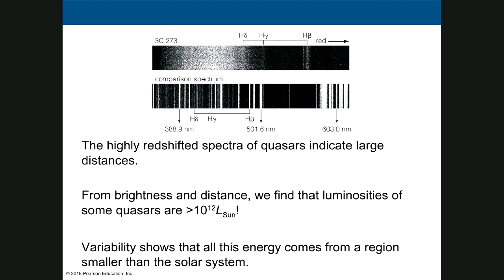All right? So now let's see why we think this is the way it is. Now, remember, there's a few things. The distance indicated from these quasars, their redshift, indicates that they're all very, very far away and in the early universe. But here's the crazy part. The brightness and distance we find of the luminosity from some quasars exceed 1 trillion solar luminosities.